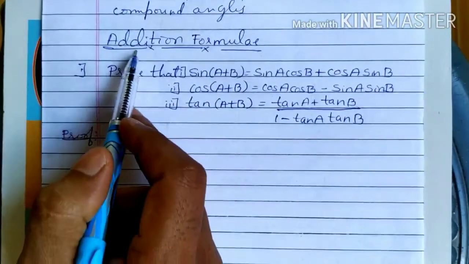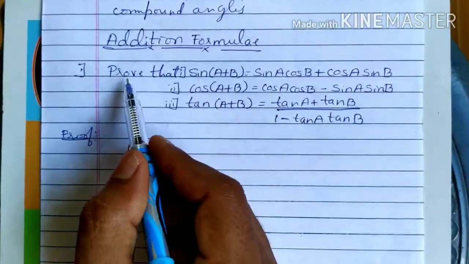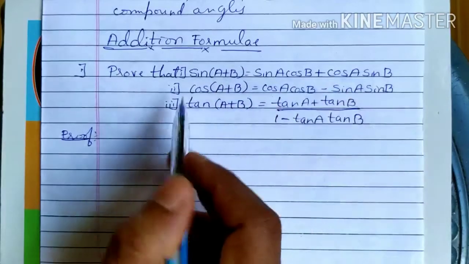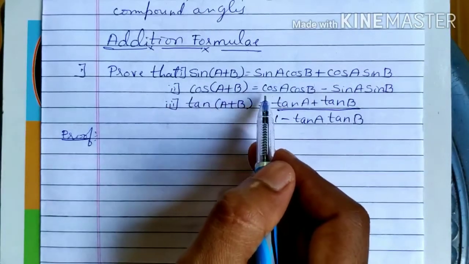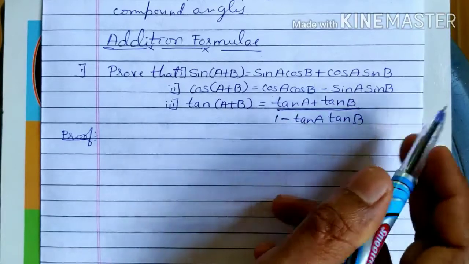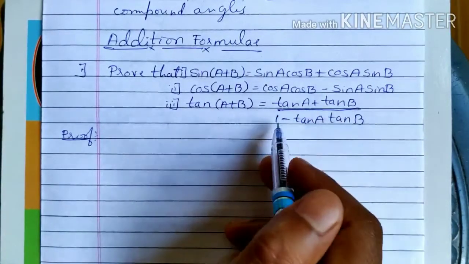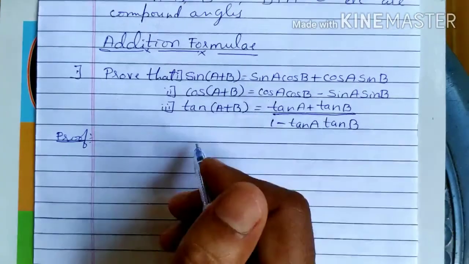Okay, now we shall discuss addition formulae. That is, prove that sin(A+B) is equal to sin A cos B plus cos A sin B. Second one, cos(A+B) is equal to cos A cos B minus sin A sin B. Third one, tan(A+B) is equal to (tan A plus tan B) divided by (1 minus tan A tan B). So very important.